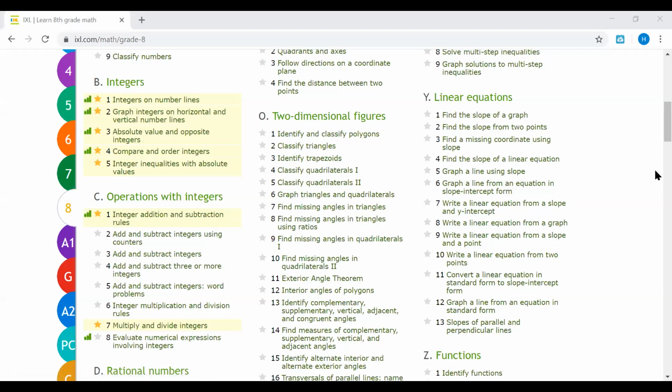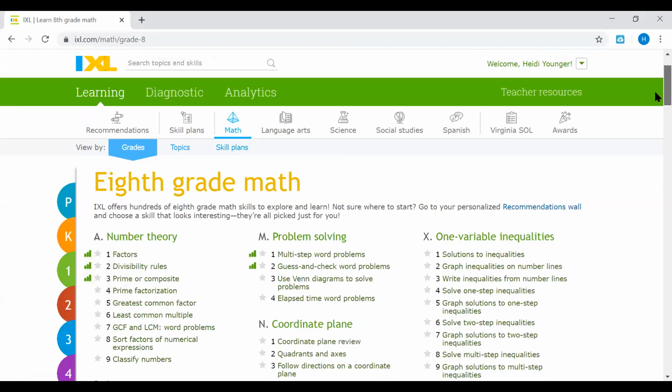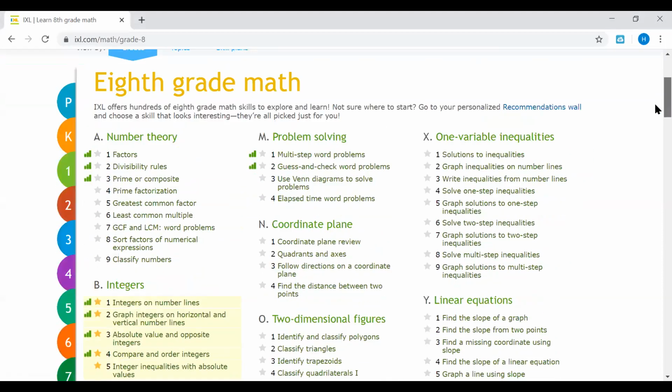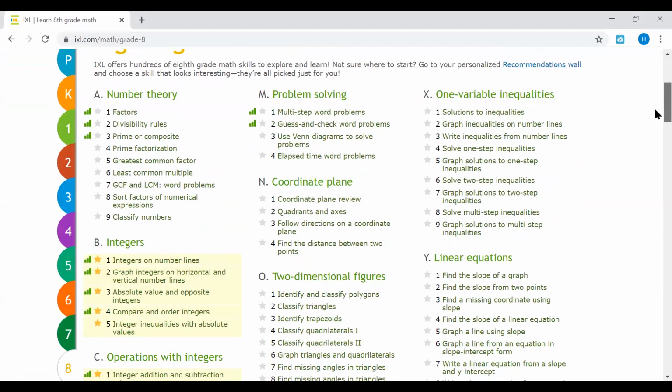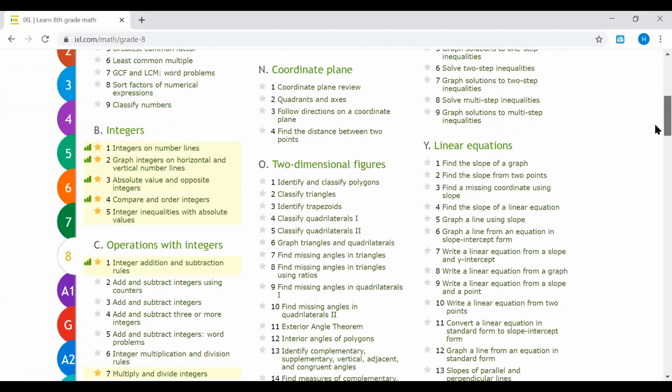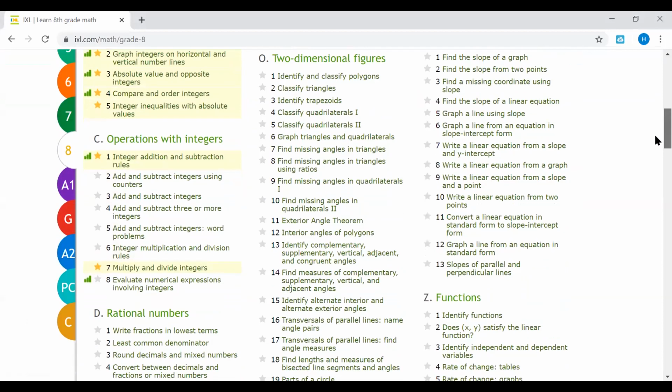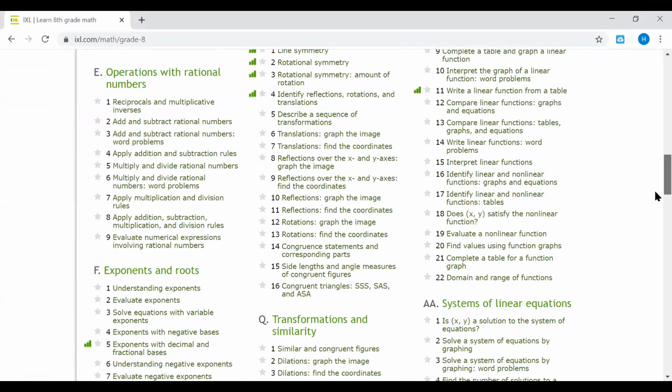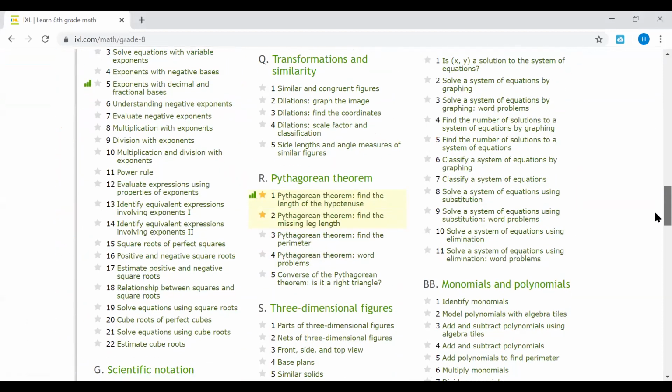The next thing I'm going to ask you to do is to go in iExcel, and I want you to practice the skill of finding the missing leg. When you go on grade 8 math, you'll see that I have starred some of the different topics that I'd like you to practice when assigned on your lesson plan that was emailed to you. But specifically for right now, you can go to letter R, and you can see that I starred number 1 and 2, the Pythagorean theorem, find the length of the hypotenuse, which you've done this week. So now I'm going to ask you to find the missing leg.